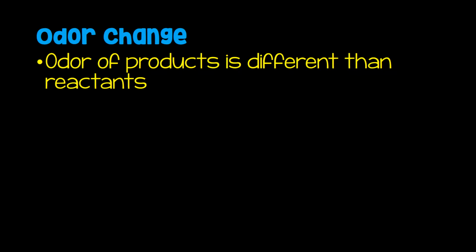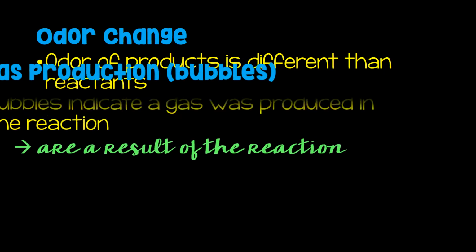If the odor of the product is different than the reactants, then this indicates that a new substance with new properties has been formed, i.e. a chemical change has occurred. If you think about our poly A and B demonstration, the smell did change from beginning to end.